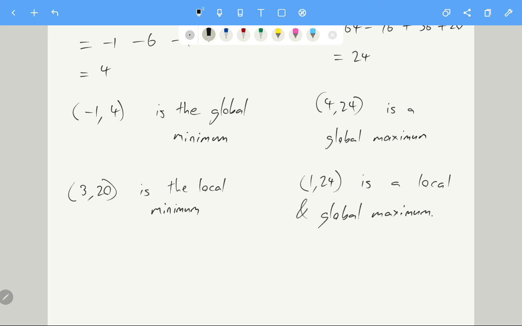Now, the best way to check something like this is to just sketch it quickly in your calculator and check that you got the global maximums and the minimums, and that the picture looks like what we imagine it to.